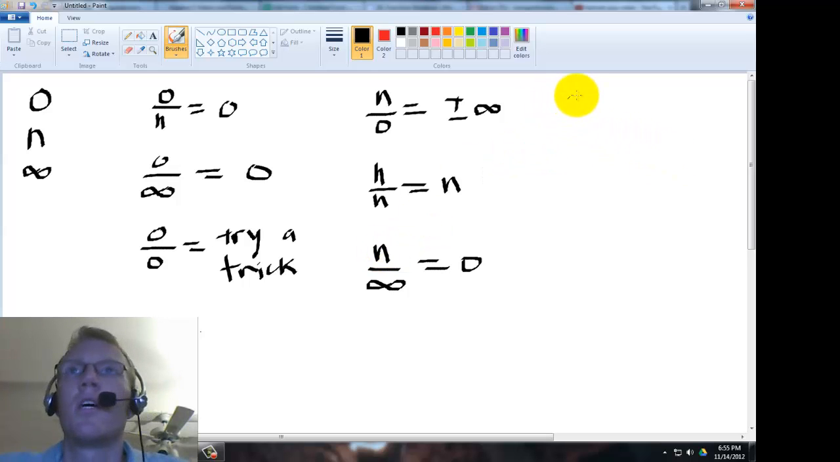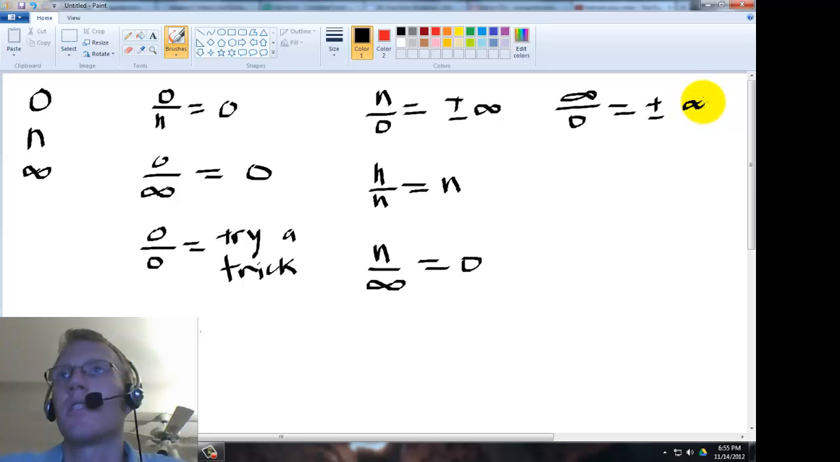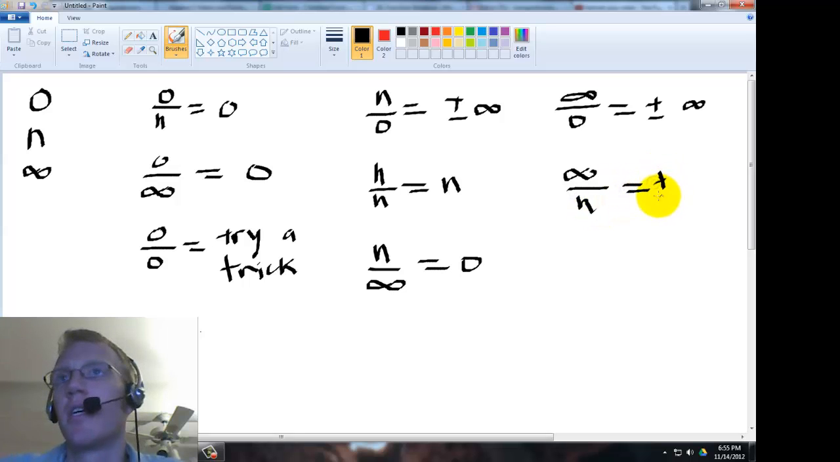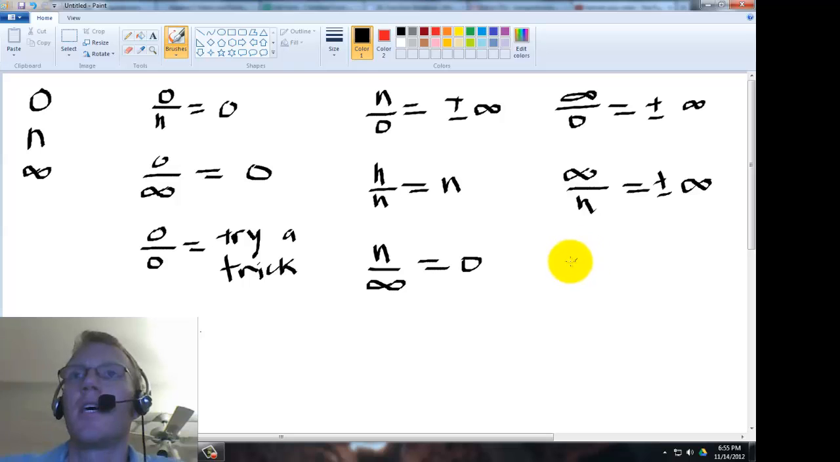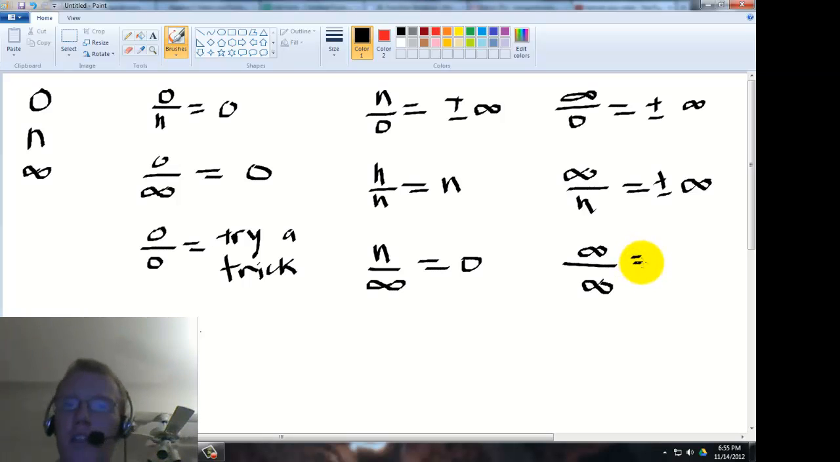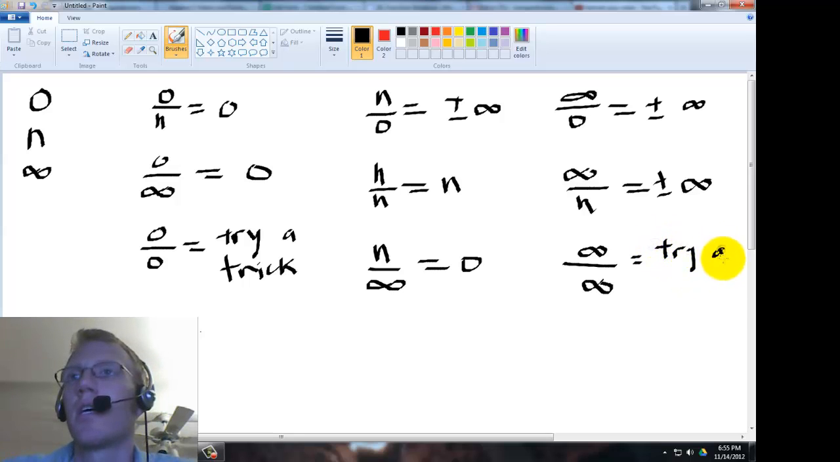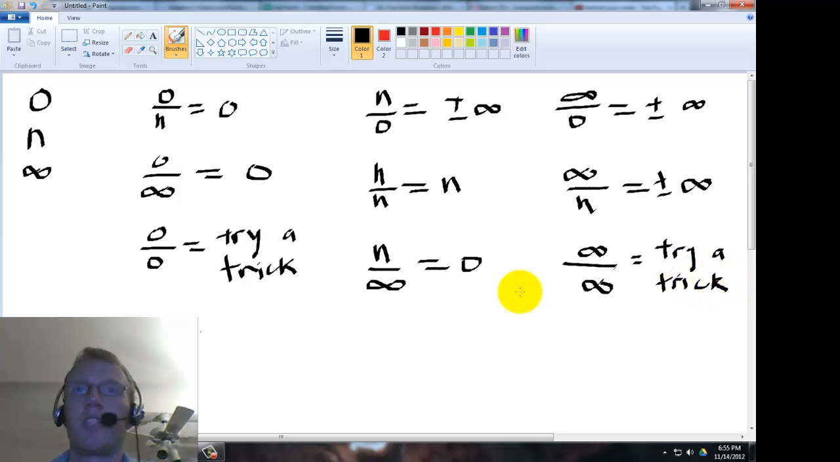Okay, third column, infinity over 0, that's definitely going to be very, very big. It could be plus or minus infinity. If you have infinity over a number, that's definitely still very, very big, plus or minus infinity. And if you have infinity over infinity, now, again, this is a problem because these two infinities might be the same size, or one might be bigger. Again, you have to try a trick. So I know this was super quick and fast, but you should already have known all 9 of these possibilities.